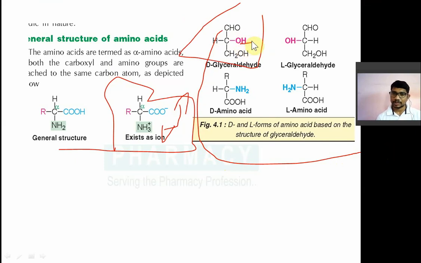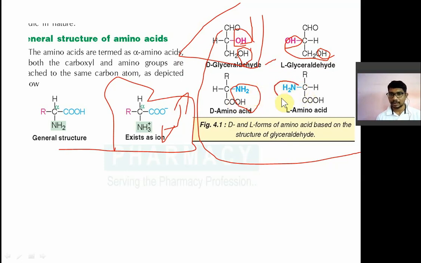And if the amino group and carboxylic acid group are on the opposite side, they are known as an L amino acid. Remember, all amino acids present in the living system are L type. A question: remember, isoelectric pH means the pH at which the amino acid will exist as a zwitterion.